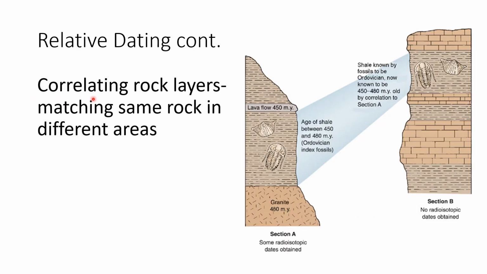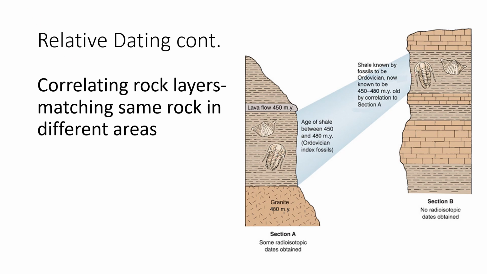We can also use correlating rock layers when doing relative dating because if we know how old a certain type of rock is, if we find that exact same type of rock somewhere else on Earth, then we know that that rock is the same age and that was formed at the same time even though they're not in the same place.